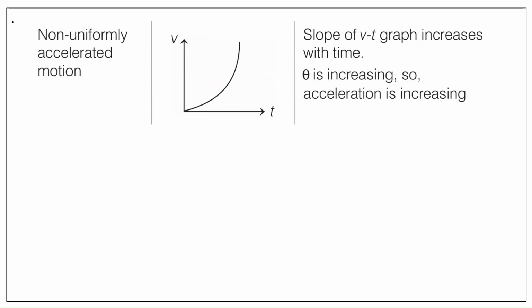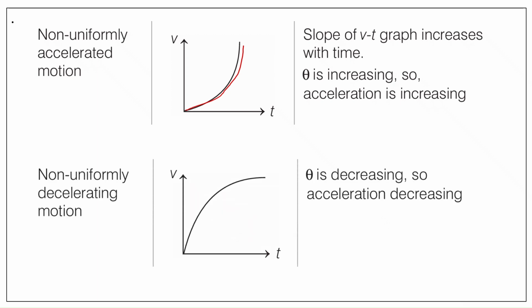Next, non-uniformly accelerated motion. In case of non-uniformly accelerated motion, the velocity of an object goes on increasing exponentially or non-linearly. If an object is moving with increasing acceleration, having zero initial velocity, the vt graph gives instantaneous acceleration. Next, non-uniformly decelerating motion. If theta is decreasing, then acceleration is also decreasing.